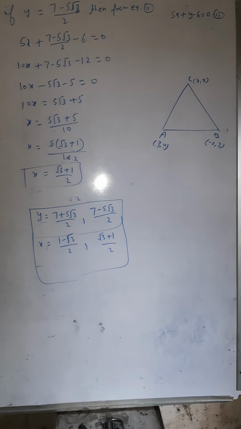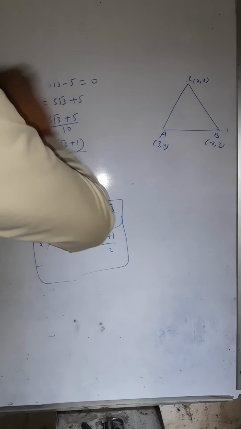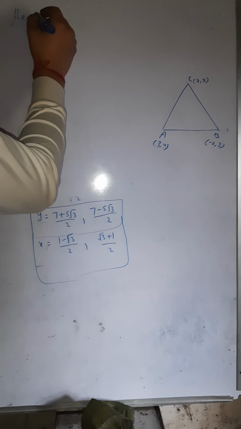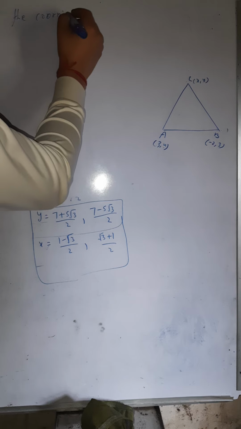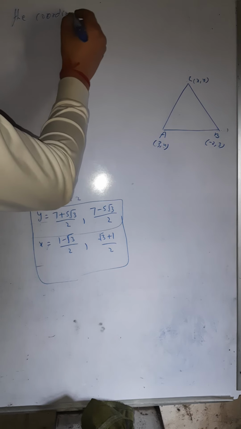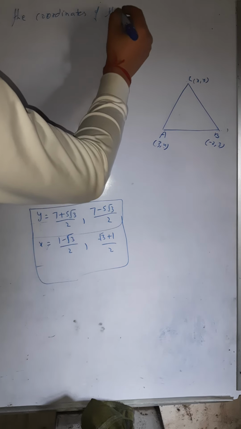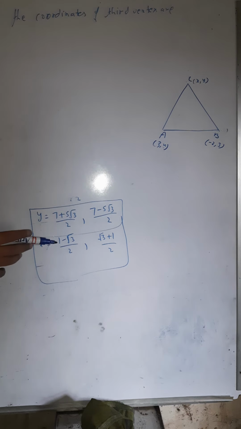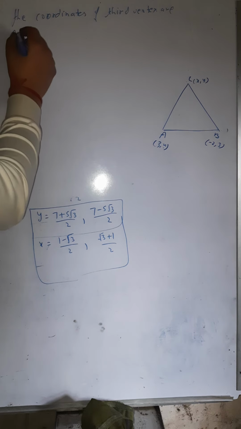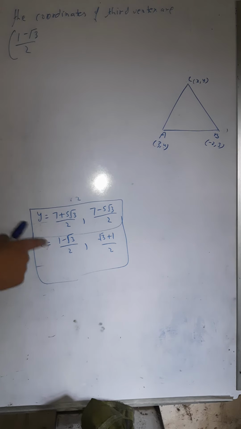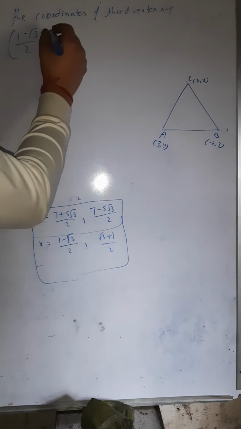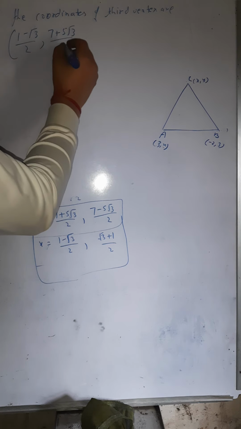Now let me write the coordinates. Therefore, this will be the answer. The coordinates of the third vertex are: what are the coordinates of the third vertex? x comma y. If x is this, y is this. Means (1 minus under root 3) by 2, and y is how much? x comma y is how much? (7 plus 5 under root 3) by 2.